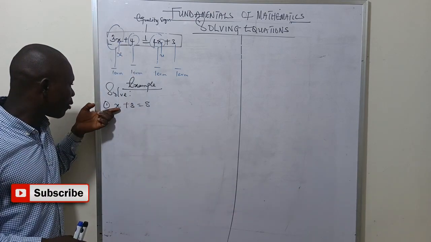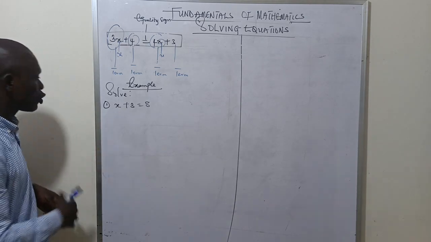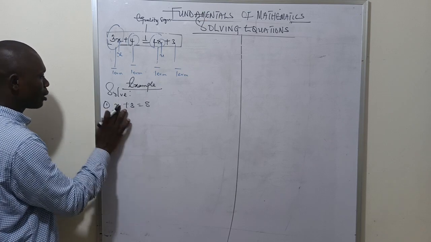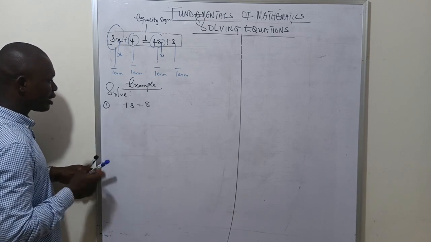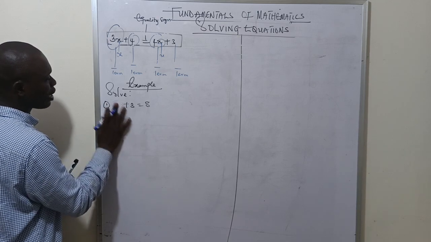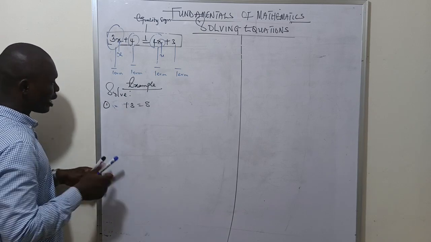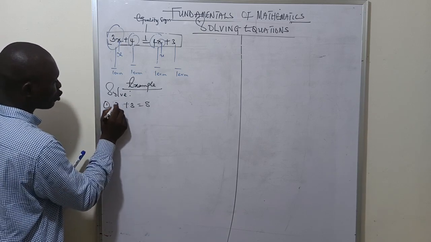At this point, the x here is the unknown. And sometimes it could be y, it could be z, it could be c, it could be a, anything. Are you getting it? But at this point we're going to be using x. The unknown here is going to be x.